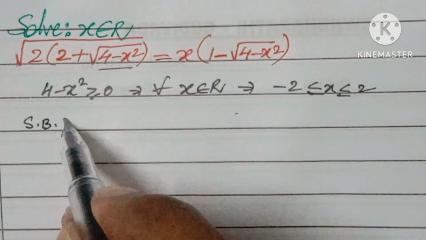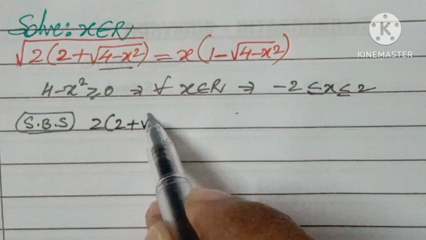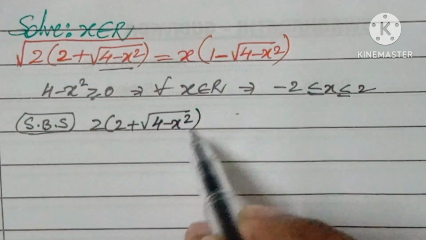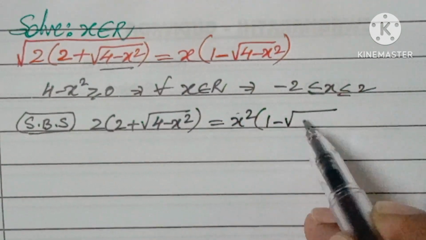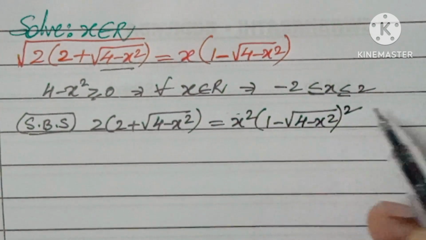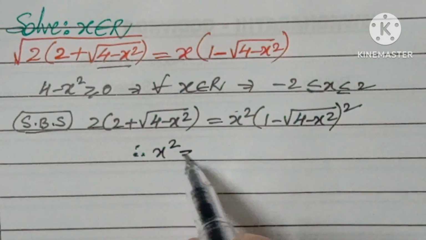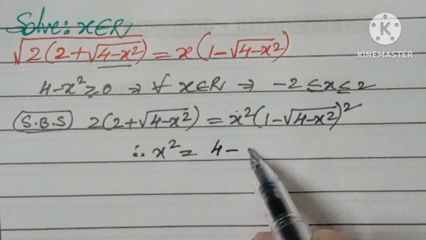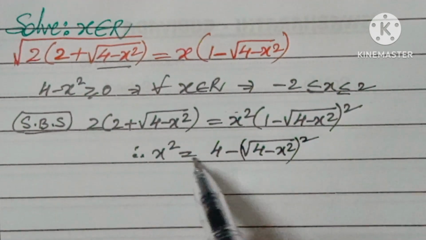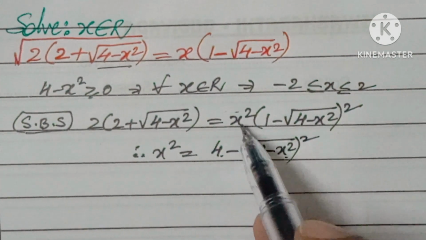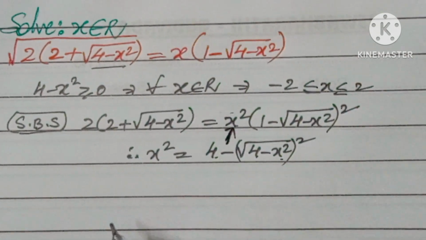Now squaring on both sides of the given equation, 2 into (2 plus root of 4 minus x square) is equal to x square into (1 minus root of 4 minus x square) whole square. Now here we are doing some adjustment. X square can be written as 4 minus (root of 4 minus x square) whole square. So here 4 gets cancelled. You will get again x square. So in the place of x square I am going to write this value.